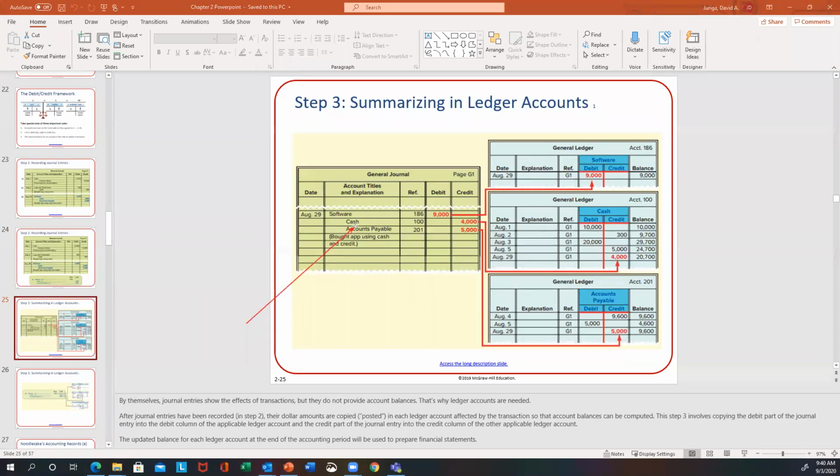Notice your journal gets posted to your ledger. Your ledger is your summary. So for software, if you got $9,000 debit here, notice that's going to show up in your ledger account as well. If that's cash of a credit of 4, that credit of 4 should also be showing up somewhere in the cash ledger, which is right there.